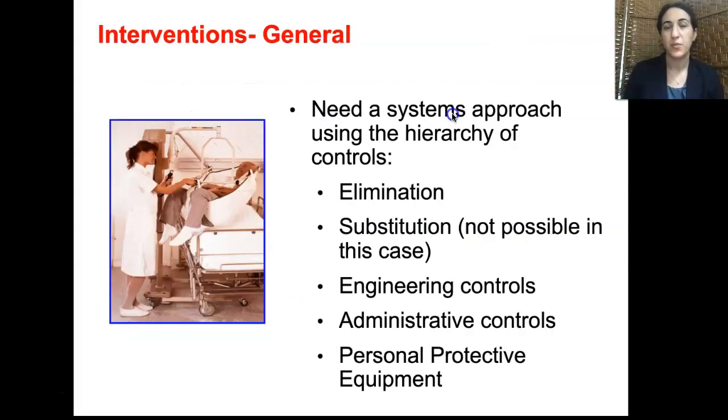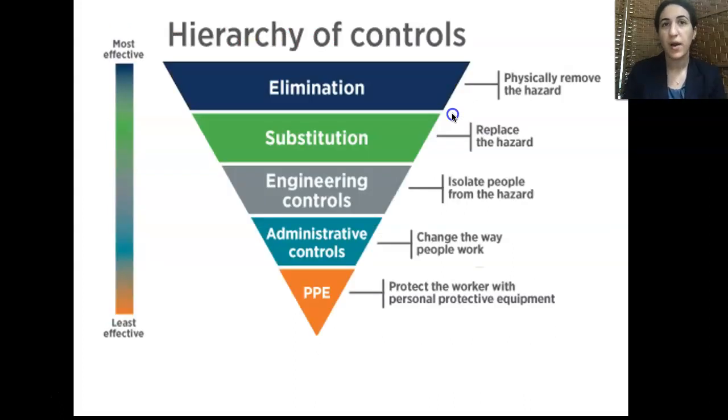Once we understand the problems hazards cause, we can look for interventions for prevention. A systems approach using the hierarchy of hazard controls is an effective approach. The hierarchy of controls aims to minimize or eliminate exposure to hazards. Here is a popular diagram depicting the hierarchy of controls.